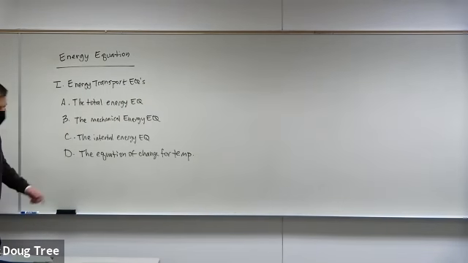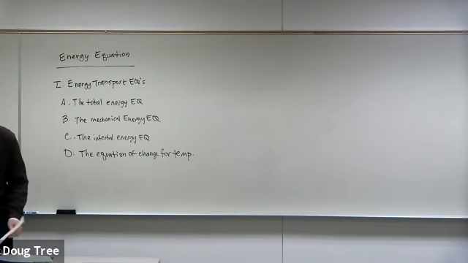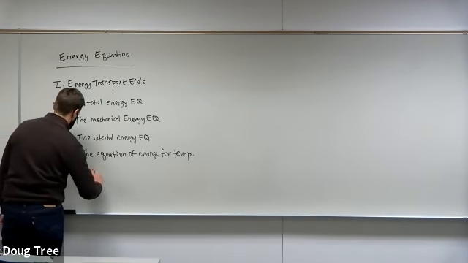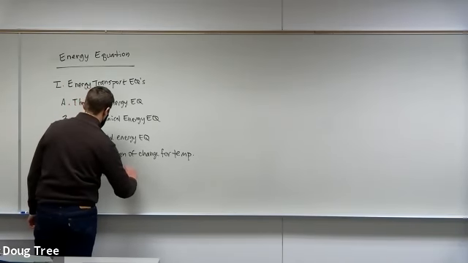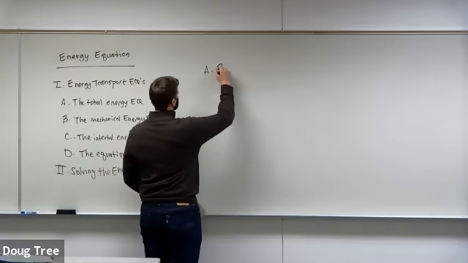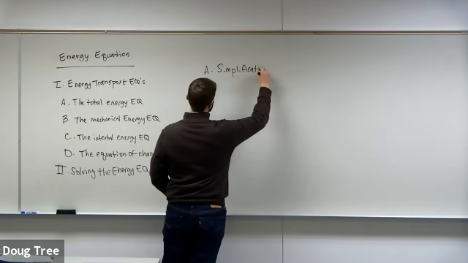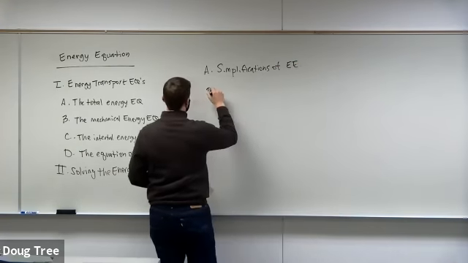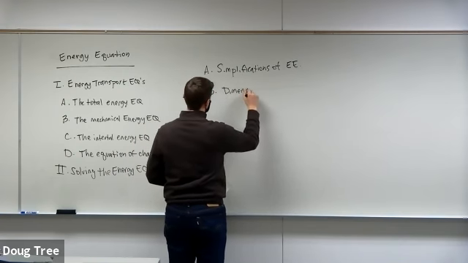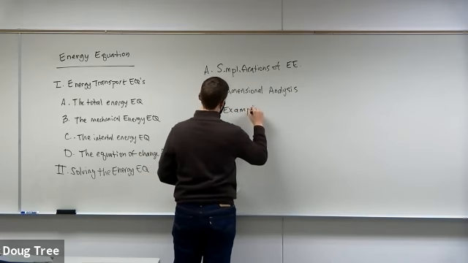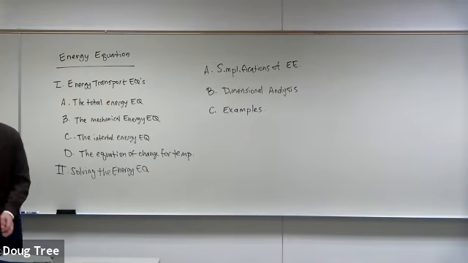Okay, so it's going to take us all of that just to get an equation of change for temperature. There's a lot of algebra; I just had to work it out for myself to make sure I felt happy. And then we will talk about solving the energy equation. When we do that, we will do simplifications of the energy equation, some examples, and dimensional analysis. I don't think that's going away anytime soon. Okay, that's the outline for energy.